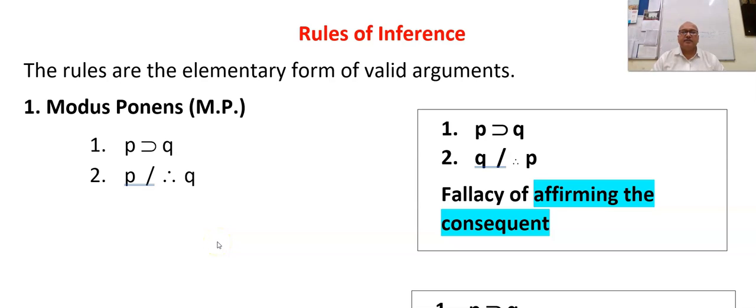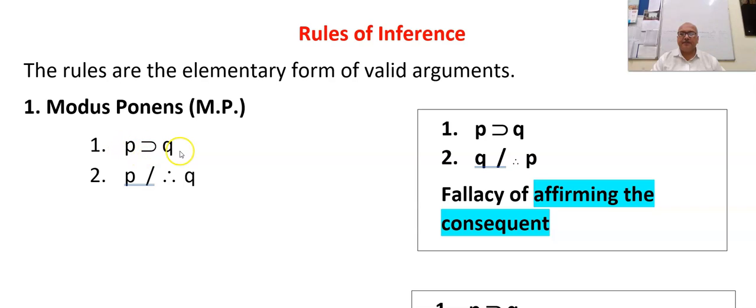Today we will learn the rules of replacement. As you know, we have learned the rules of inference. There we have learned 9 rules. Number 1 was what we call modus ponens.